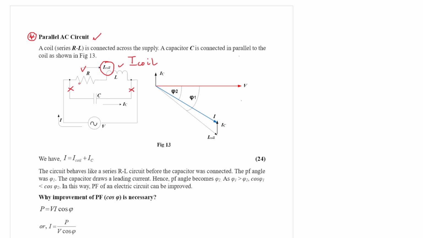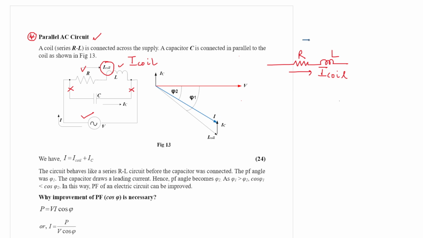Now it is an example of a series RL circuit. The current flowing through, as mentioned, is I coil, and the voltage appearing across the coil is V. So the phasor diagram would be like this.